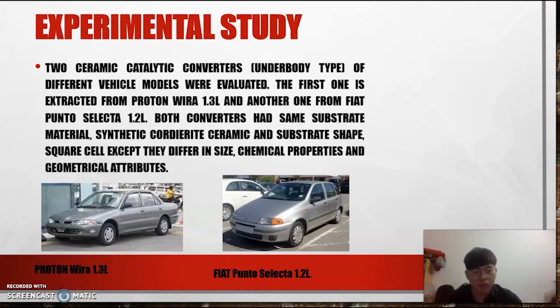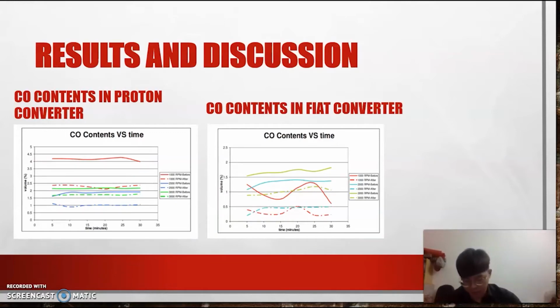Both converters have the same structure and material, synthetic cordierite ceramic, and square-cell substrate, except they are different in size, chemical properties, and geometrical attributes. Next is the results part. For the CO contents, the figure shows that the carbon monoxide of the Proton converter has the highest amount at idling speed of 1000 rpm, with a range of 4.0 to 4.5% by volume. Experimental data show that the Fiat converter has a higher air-fuel ratio compared to the Proton converter, which has a lower concentration of CO because of the greater availability of oxygen.